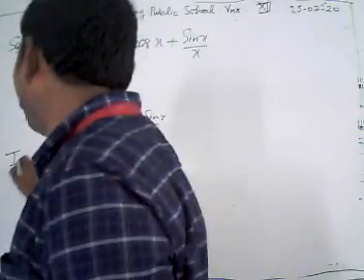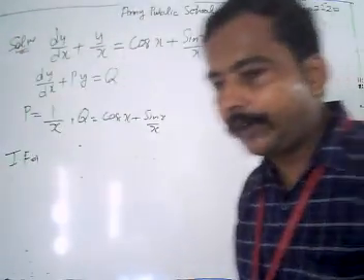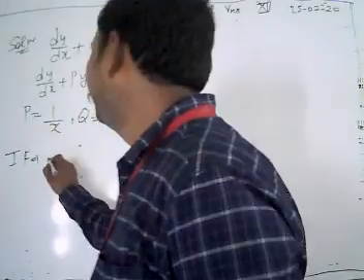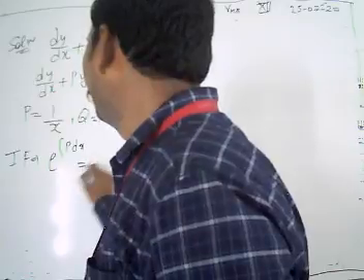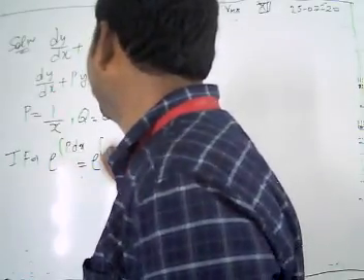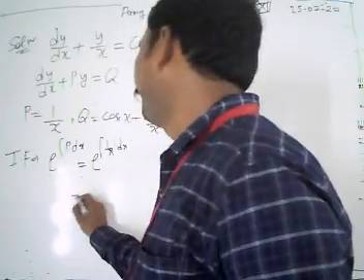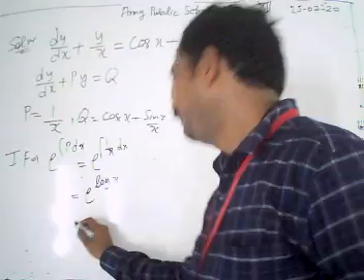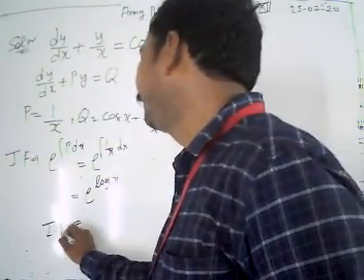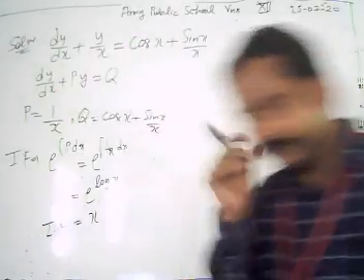Now we are going to find the integrating factor. How can we calculate our IF? Our IF is e to the power integral of P dx, which is e to the power integral of 1 by x dx. The integration of 1 by x dx is log x, so e to the power log x. Finally, our IF is x, because e to the power log x is x.